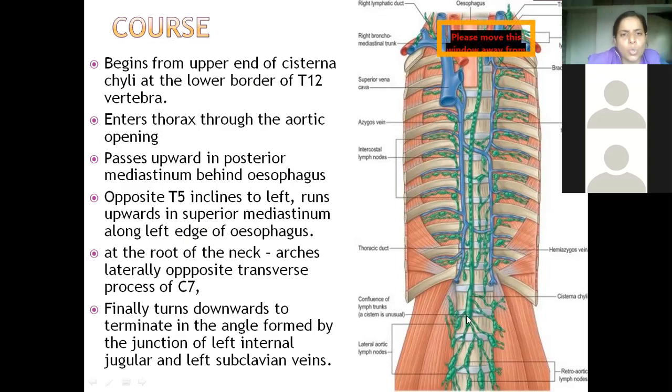So it enters the thorax through the aortic opening of the diaphragm. That means from down it is moving up. It passes upwards in the posterior mediastinum.